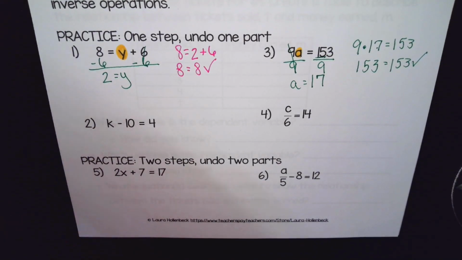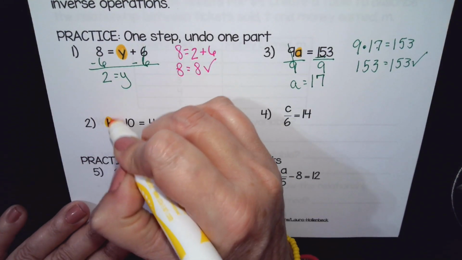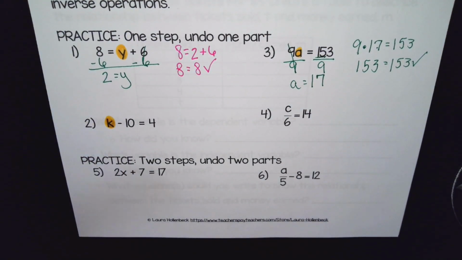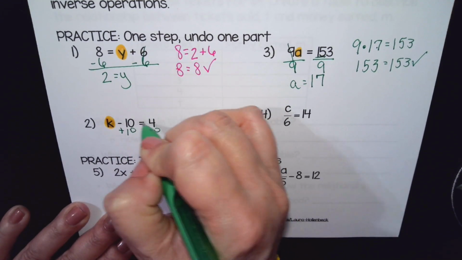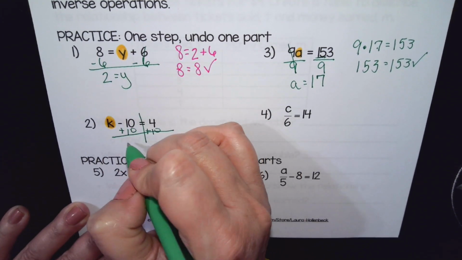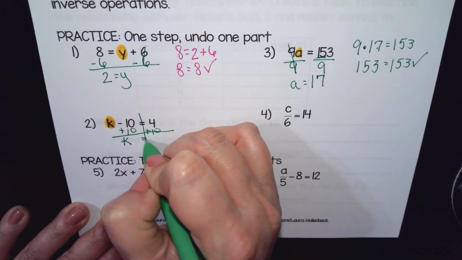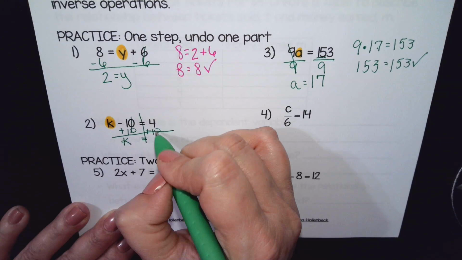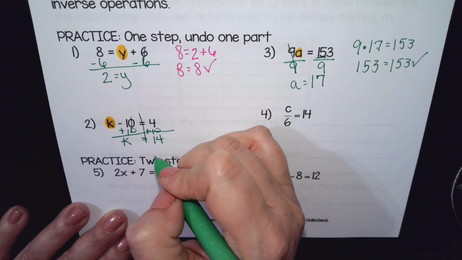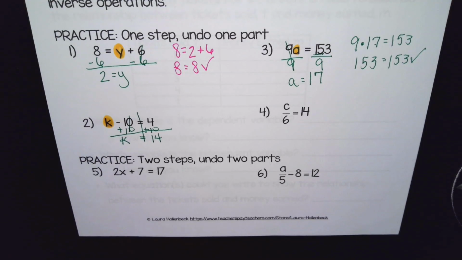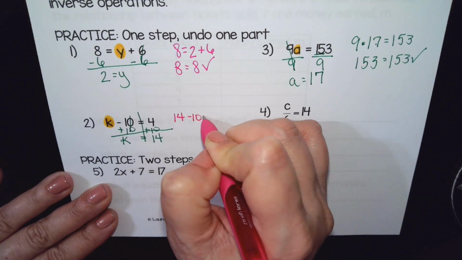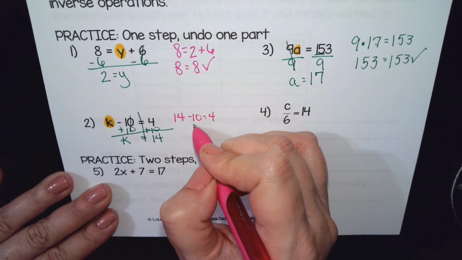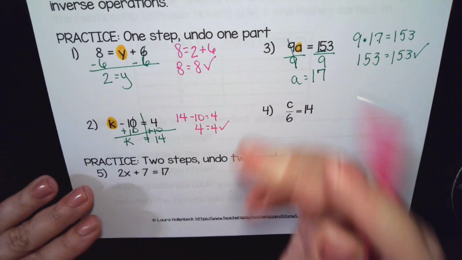K minus 10 equals 4. You've got to find your variable. Here it is. We've got to do the opposite. The inverse operation of subtraction is addition. So I'm going to add 10 on both sides of the equal sign. So this leaves me K equals, because the 10 is gone, 4 plus 10, which is 14. So K equals 14. Let's check it and see. K is 14, 14 minus 10 equals 4. 14 minus 10 is 4. So it checks.